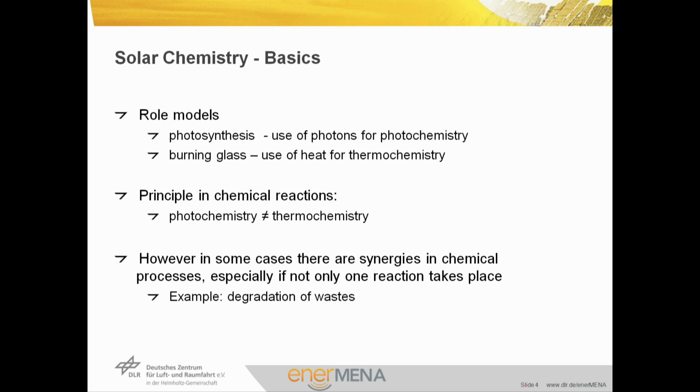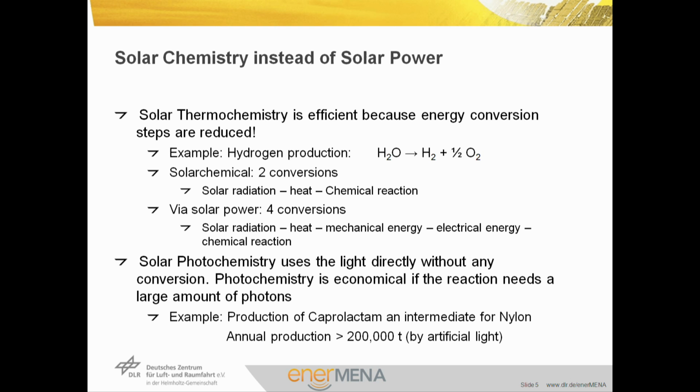However, in some cases, there are synergies between both. For example, in the treatment of wastes, where photochemical effects as well as thermochemical effects can help us to do the job. Why do we use solar chemistry instead of solar power? We could generate electricity from solar power and then carry out a lot of these chemical reactions, for example, by electrical heaters, by electrochemistry, even by running lamps with it. But if we use the sunlight directly, we could reduce the conversion steps.